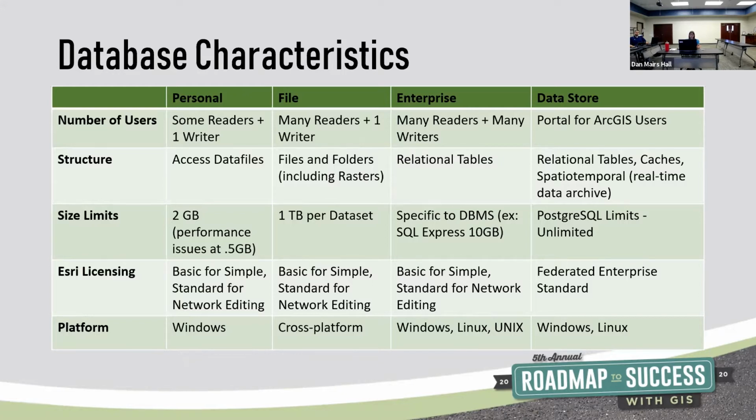The size limits: for a personal geodatabase, the max you can have is 2 gigabytes, but you're really going to have a performance issue at about half a gigabyte. The file geodatabase is 1 terabyte, so it's quite large, and that's per data set, and you can have multiple data sets in each file geodatabase. And then enterprise and Datastore are both limited to the database model. For example, SQL Express, which many of you with a workgroup probably have, is limited to 10 gigabytes.